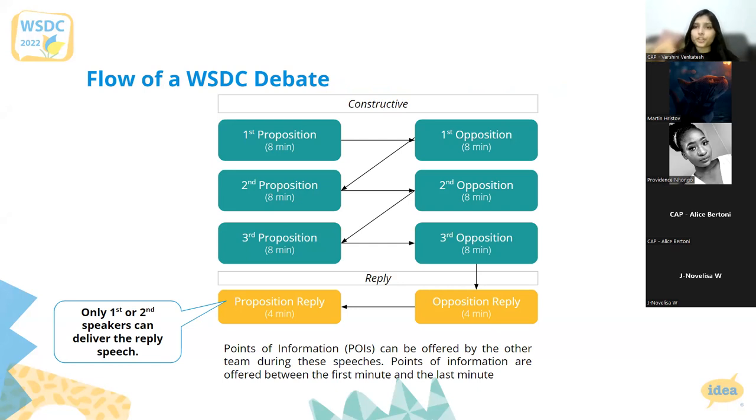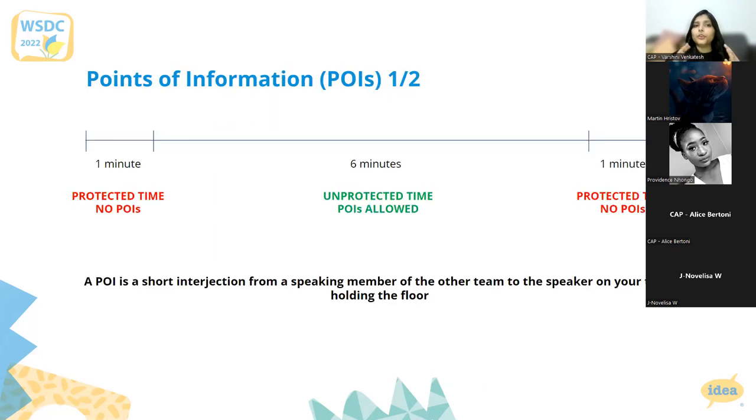You can offer points of information in the speeches colored green, because those are constructive or substantive speeches. Those are constructive or substantive because you can have new material, either arguments or rebuttal, relative to reply speeches, where there's nothing new, and as a result, no points of information from the other team can be raised. So this is something I think all of us already know. And so very quickly, 1 minute on either end is protected. 6 minutes in the middle is unprotected, where POIs can be asked in constructive or substantive speeches.